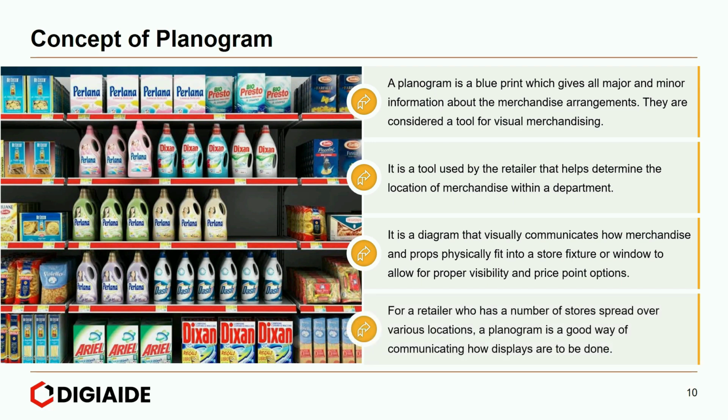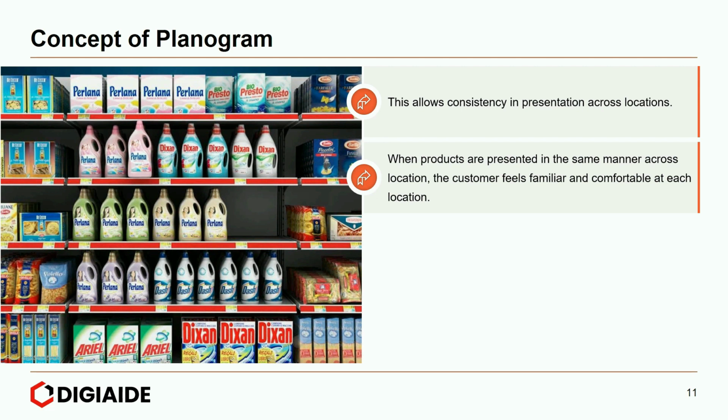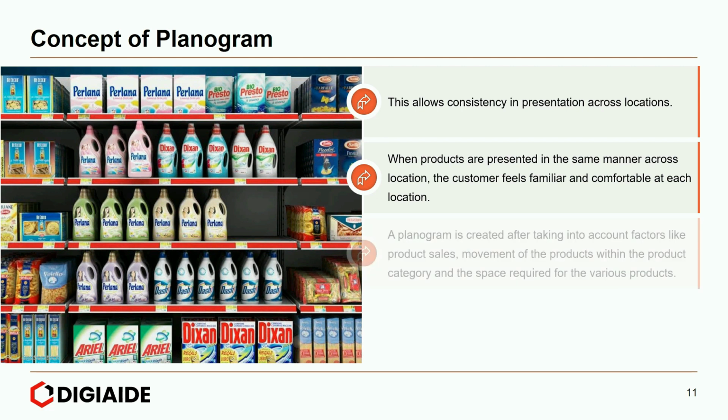For a retailer who has a number of stores spread over various locations, a planogram is a good way of communicating how displays are to be done. This ultimately allows consistency in presentation across locations. When products are presented in the same manner across locations, the customer feels familiar and comfortable at each location. A planogram is thus created after taking into account factors like product sales, movement of the products within the product category, and the space required for the various products.